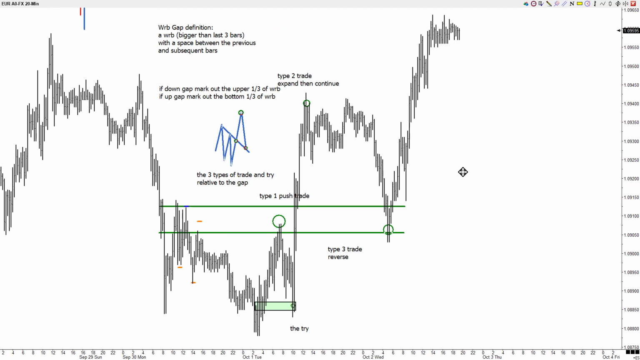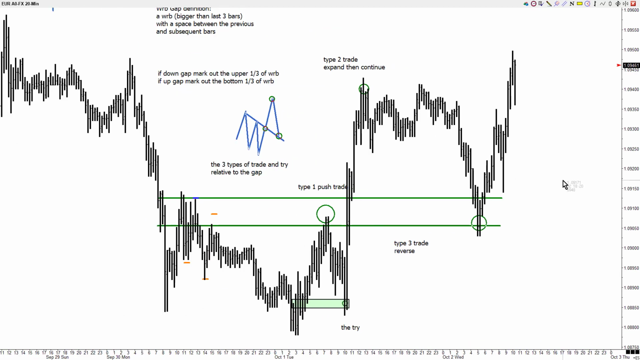All right, so that's type 1, push. Type 2, expand, possible continue. This one didn't do it, right? This one actually reversed. Type 3, reverse, and I included the try. I'm not going to talk too much about it, but it's part of the whole thing.